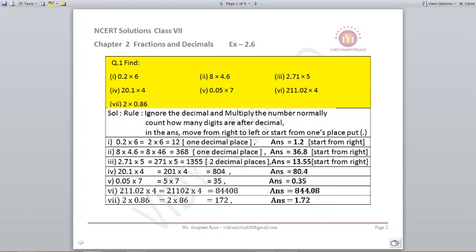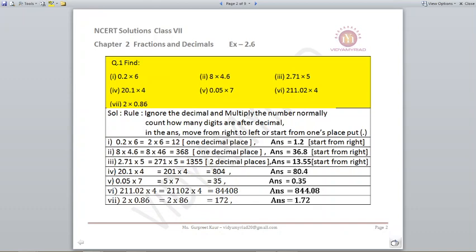0.05 multiplied by 7 gives you 5 into 7, 35. How many decimal places were there? 2. After the point there is 0 and 5, 2 decimal places. I will start from 5 in the answer. 5 is one place, 3 is second place, put a decimal. Nothing is there more on the left-hand side, so I will simply put 0. So your answer is 0.35.